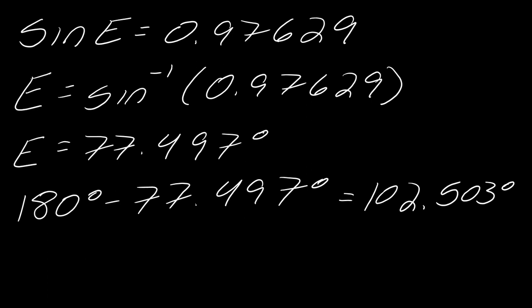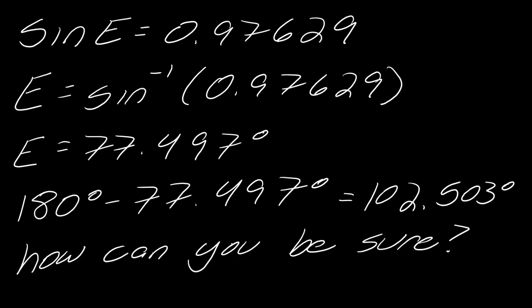Now I'm going to find a second possible angle. I take 180 minus 77.497 and get 102.503. So what I'm saying is maybe we have two possible triangles. E could be 77.497 or it could be 102.503. The question is, how can you be sure of this? Here is the next thing you want to do.